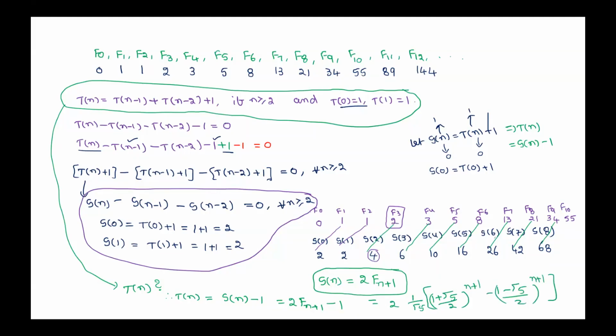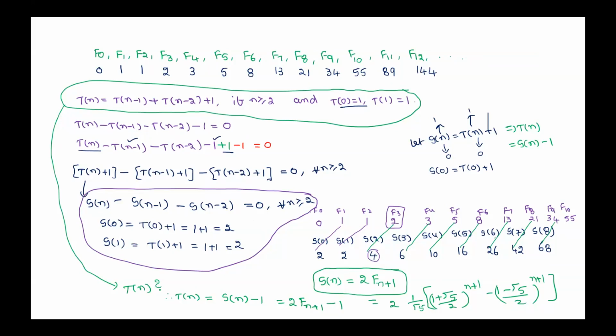Now what is the order of growth of T of n? Exponential. Exactly. Can you tell us, sir, what is the order of growth of T of n? It is 1 plus root 5 by 2 whole power n plus 1.